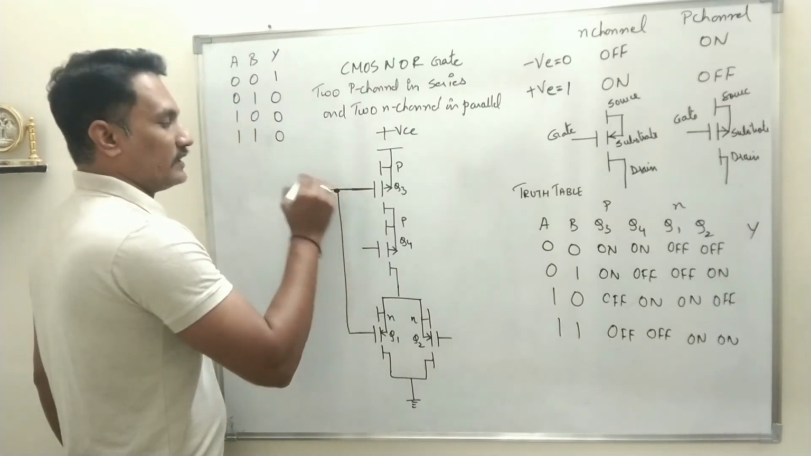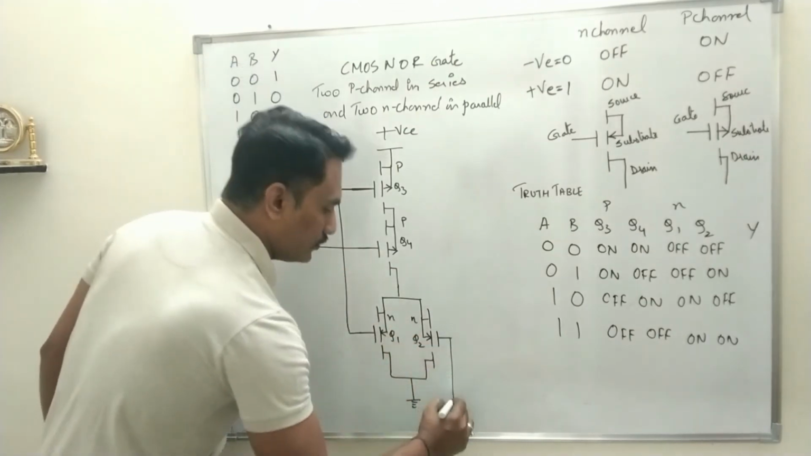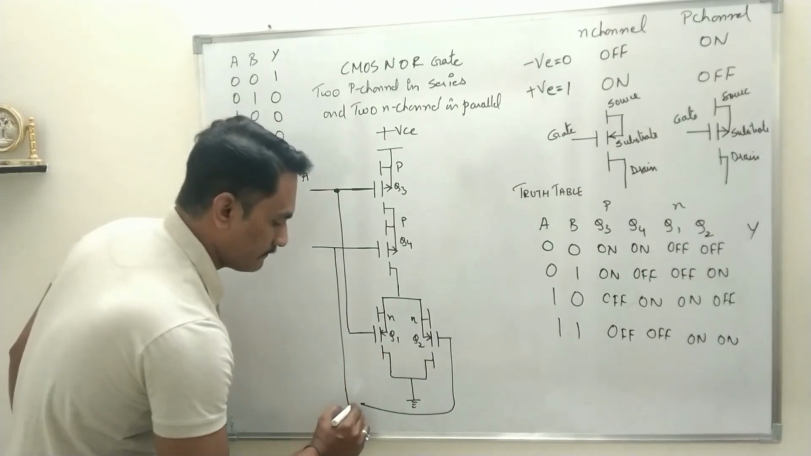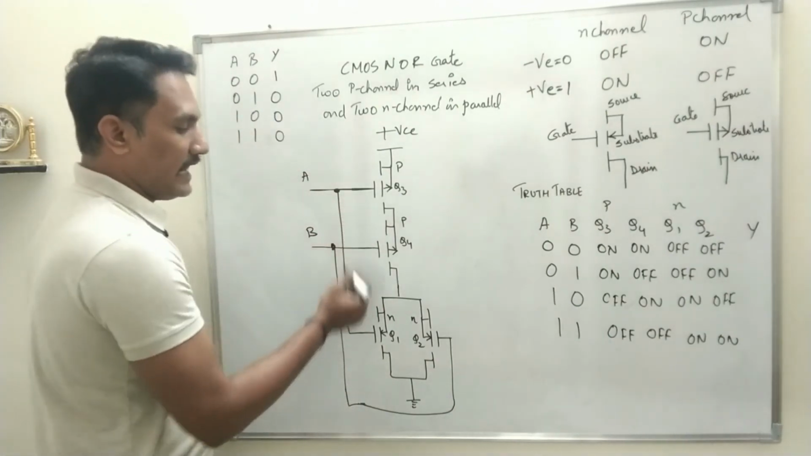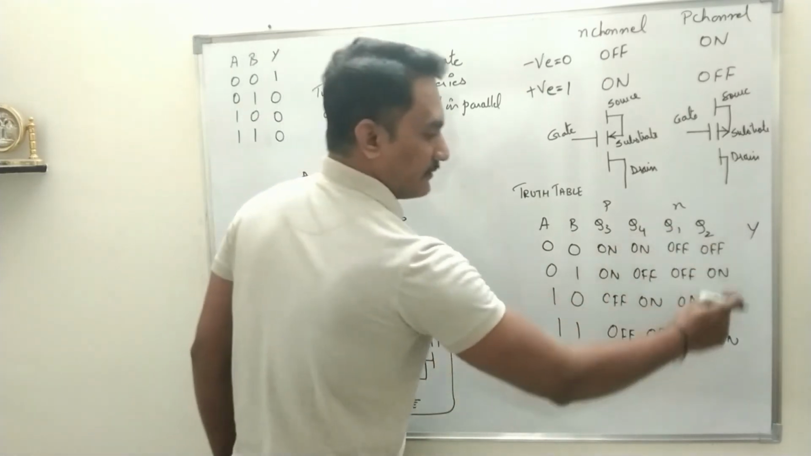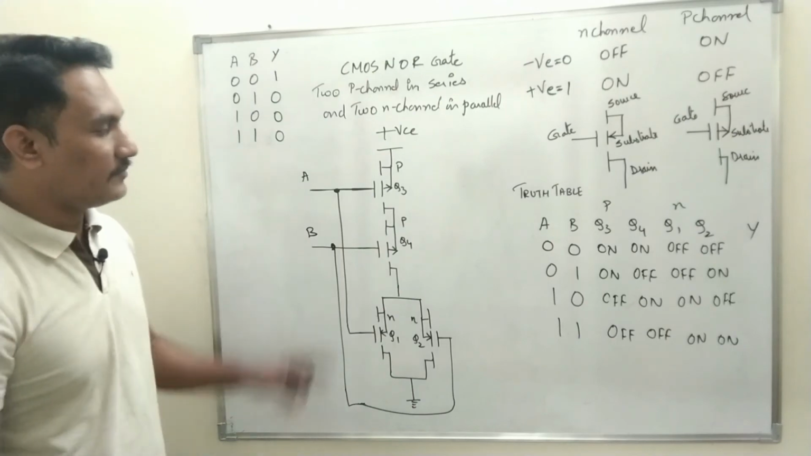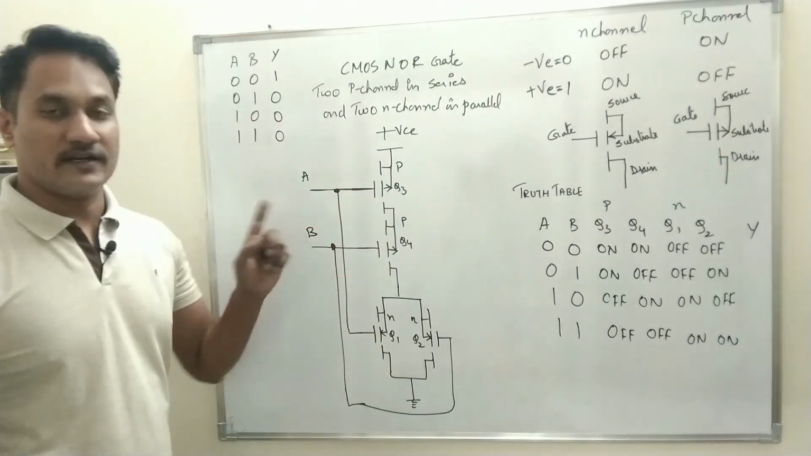Q3 and Q1 together, let this be terminal A, and Q4 and Q2 together, and let this be terminal B. If I do that, these conditions will remain the same. This condition will remain the same if you connect Q3 and Q1 and Q4 and Q2. So all these conditions will remain the same.